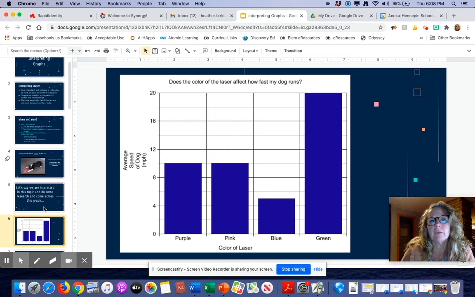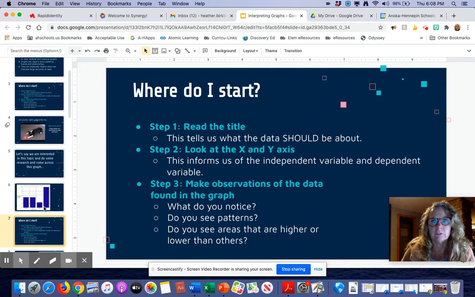So maybe they asked, does the color of the laser affect how fast my dog runs? Maybe. So we can look at this data table and figure out some of the information that they learned from it. So let's examine this graph. First we want to look at the title.